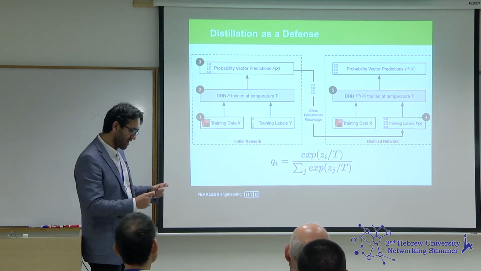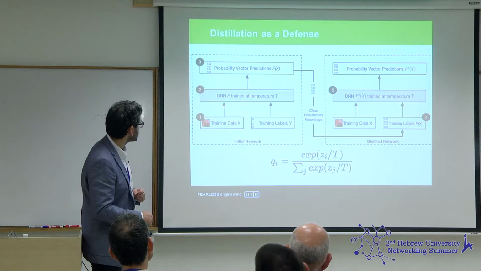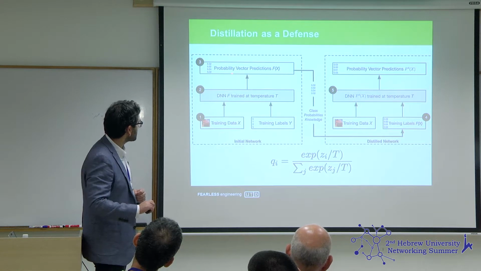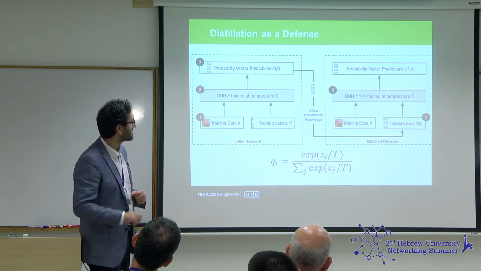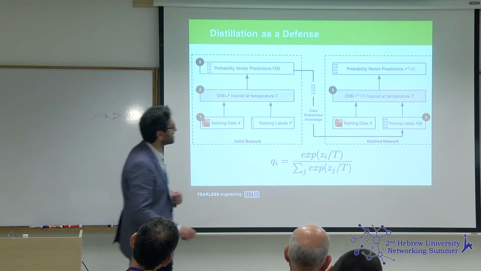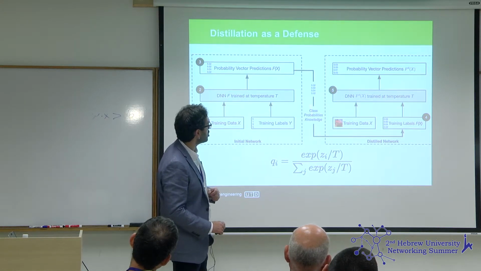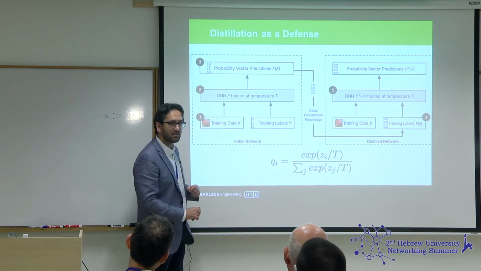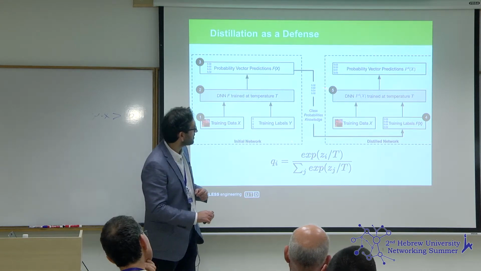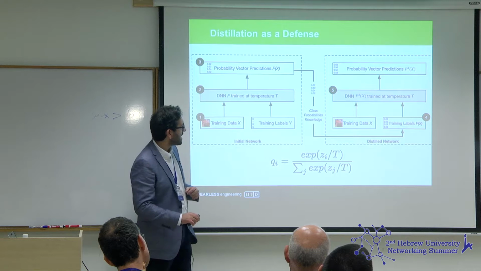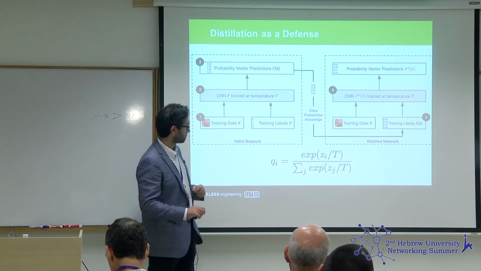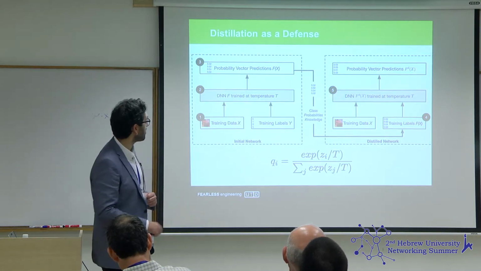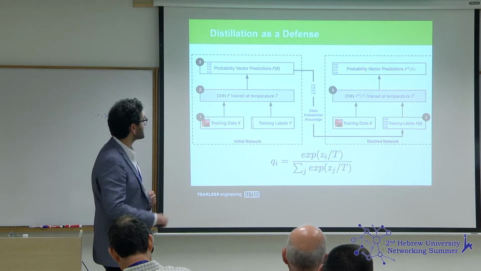So there is a modification step here. They have this training data and the training label, and it gives some probability vectors. These vectors are fed into another network called a distillation network. In the distillation network, instead of the original training labels, which would be like 0, 1, you now have probabilities, and you train another deep neural network here. So this is called the distillation.